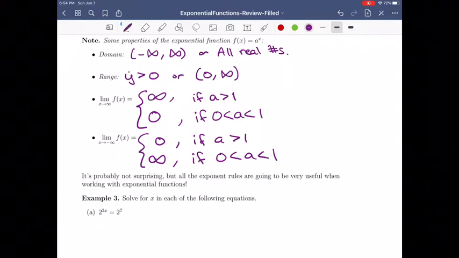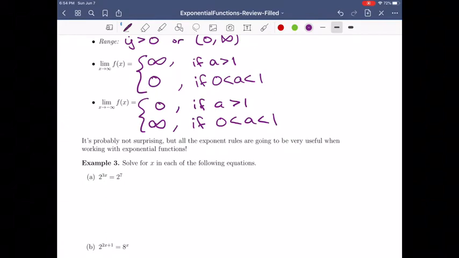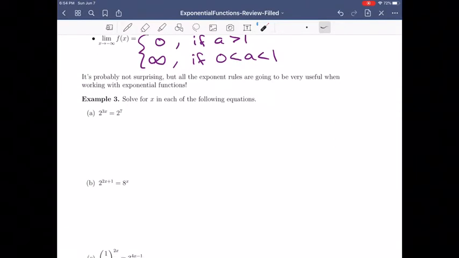So when we're solving equations with exponential functions, you're probably not going to be surprised that the exponent rules are going to be important. That's why we spent so much time reviewing those at the beginning of the term. So let's say I want to solve for x in these equations here. It says 2 to the 3x equals 2 to the 7.